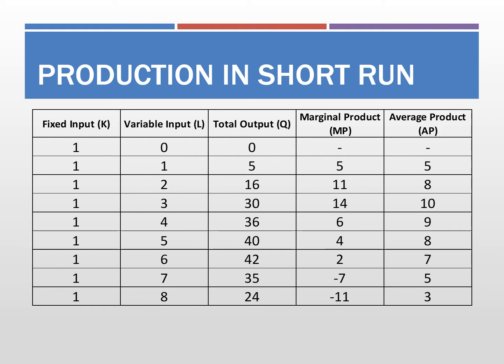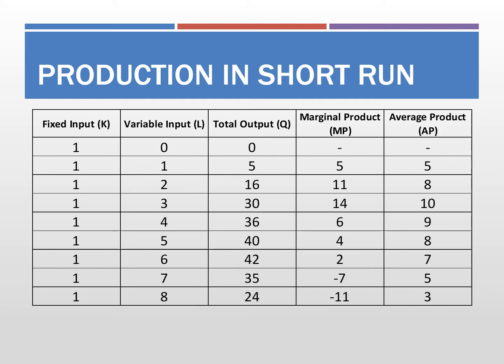And the third row refers to the case where there is one building and 2 nurses working together in this building, and they combine to serve a total of 16 patients. As you read down each row, you will find different combinations of the variable input paired with the fixed input in the production.